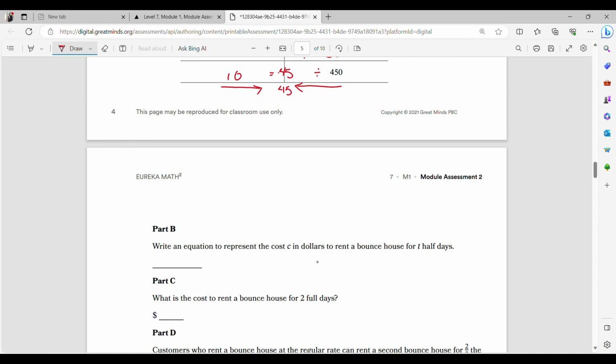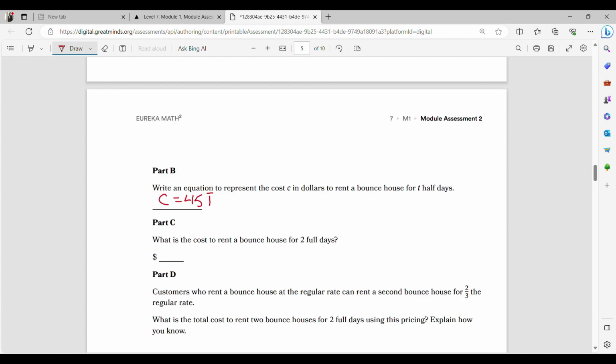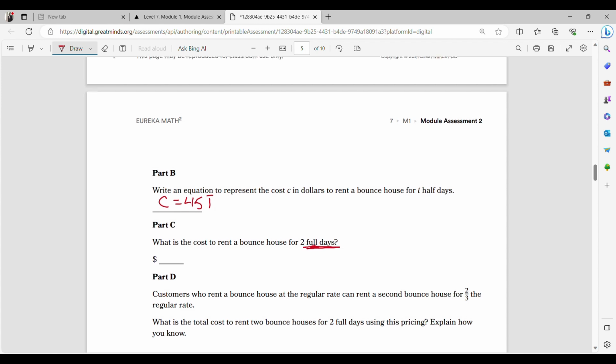Correct answer is C equals 45T. What is the cost to rent a bounce house for 2 full days? This is where they're getting us. 2 full days. Remember, they rented at half a day. So the question becomes, how many half days are in 2 full days?